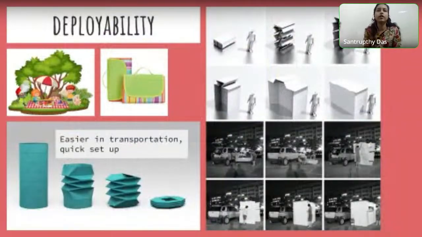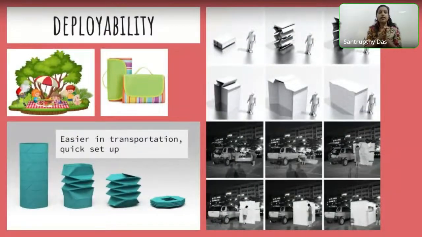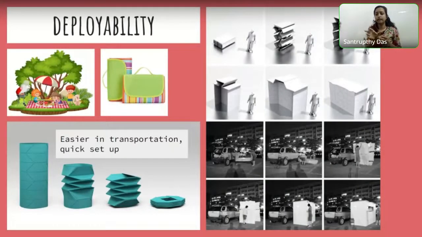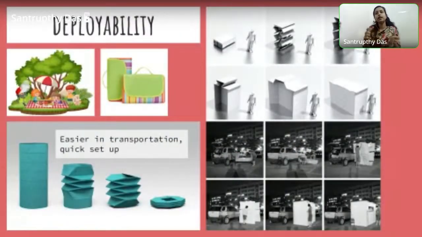Then about deployability. Let me explain this with an example. Let's imagine we're going out on a picnic. We would pack up our picnic mat and open it right there in the garden, right? A mat compacts itself into something bag-sized, and it can open and a lot of people can sit on it. So there's a concept called deployability, which means that we are able to transform the size and shape of a certain thing so that it is easier in transportation, and like a pop-up model, it will open up and quickly set up.